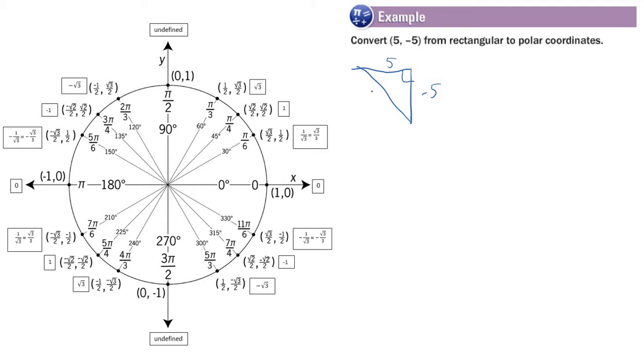So all we need to do is get the hypotenuse. Well, that's easy. 25 plus 25, so that's 50. Square root of 50 is going to be 5√2. 25 times 2, right? So there's our r value.